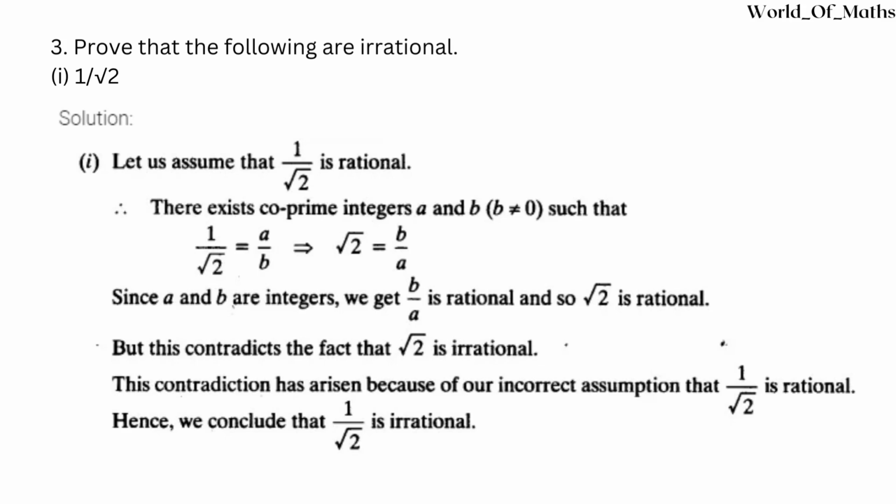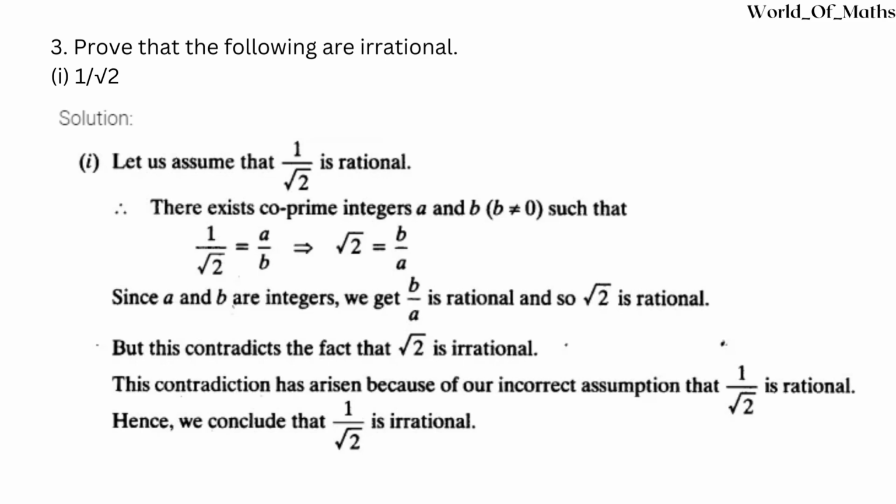Next question is, prove that 1 by square root of 2 is an irrational number. Now let us assume that 1 by square root of 2 is rational. If 1 by square root of 2 is rational, we can express that in the form of a by b, where a and b are coprime integers. Simplifying that, we can write square root of 2 is equal to b by a. And since a and b are integers, b by a is rational and so square root of 2 is rational. But this contradicts the fact that square root of 2 is irrational.